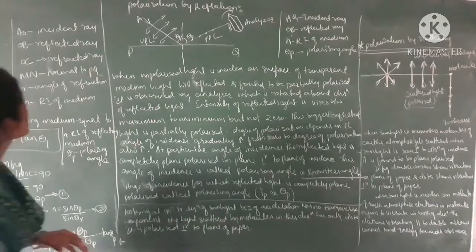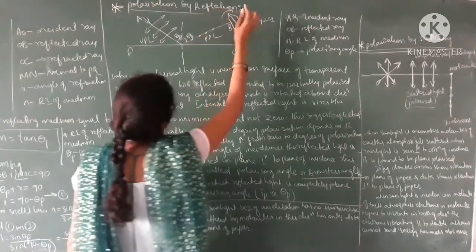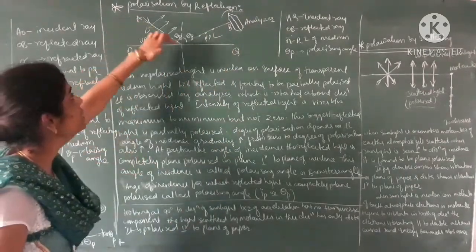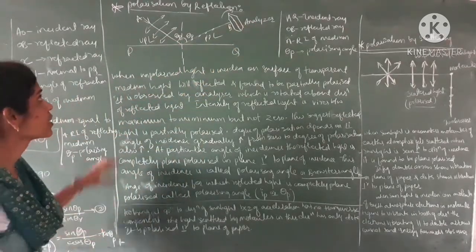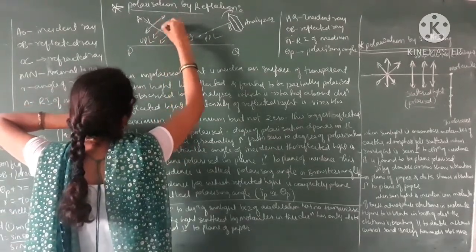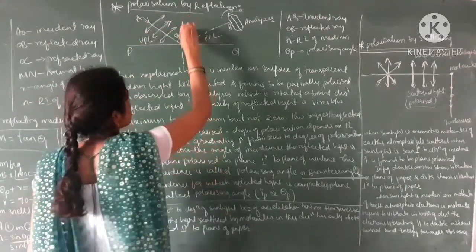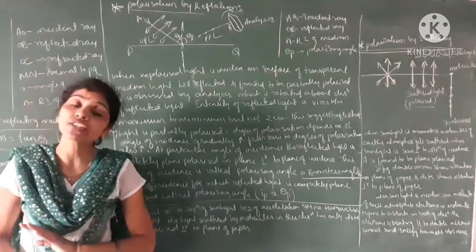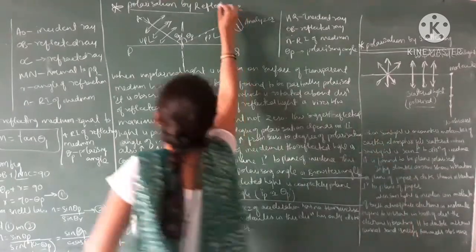Next we shall see how polarization takes place by reflection. In this diagram, PQ is the surface, this is the incident ray and this is the reflected ray, which passes through the analyzer. The unpolarized light is represented by an arrow mark here. This is the polarizing angle, and this is the normal drawn to the surface. Let us see how polarization takes place by the reflection process.